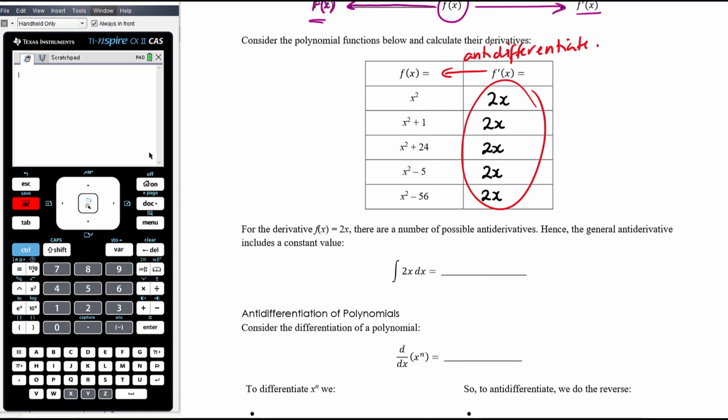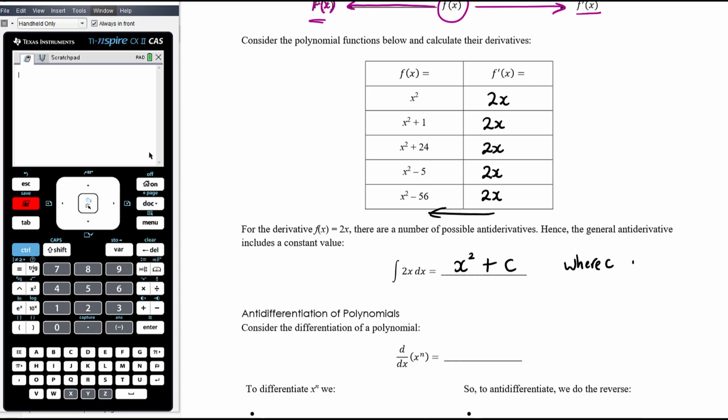Okay, and we'll look more at that next lesson. So what we've learnt here is that the antiderivative of 2x is clearly going to be x squared, but there could also have been some kind of constant value, okay?